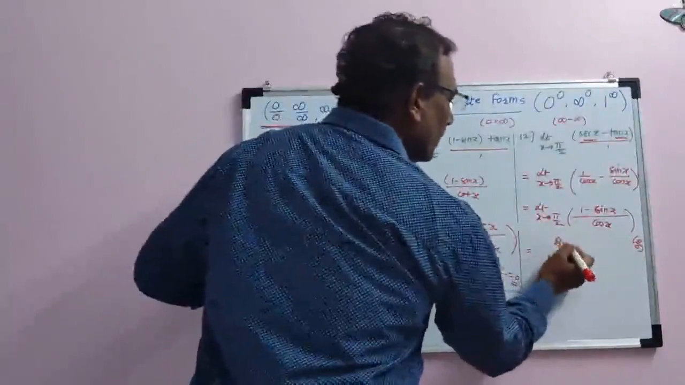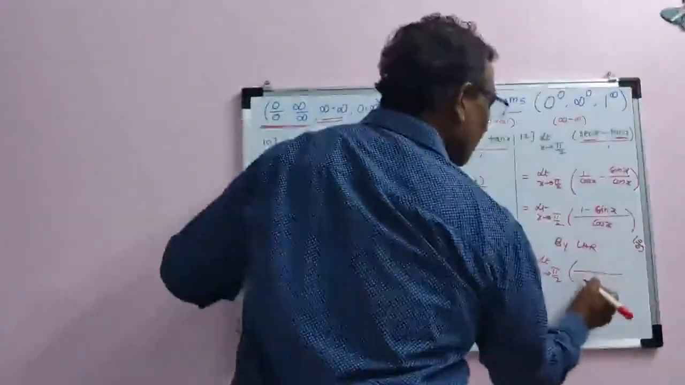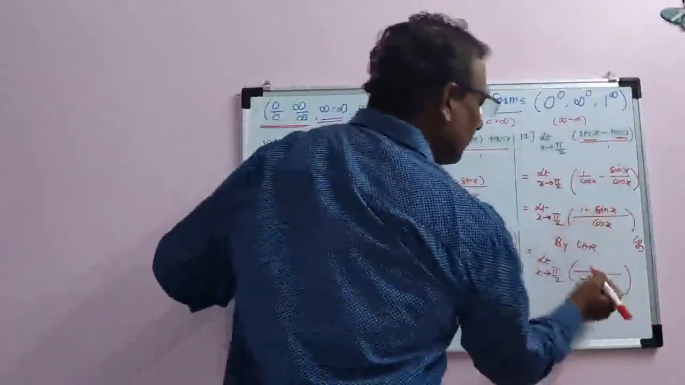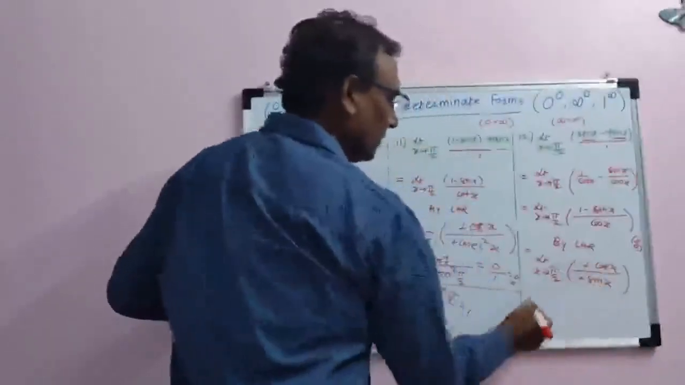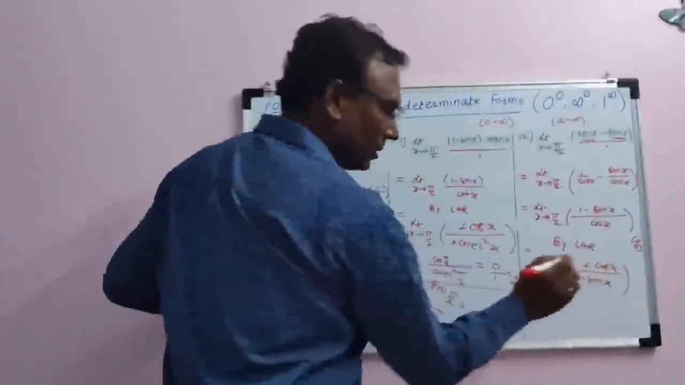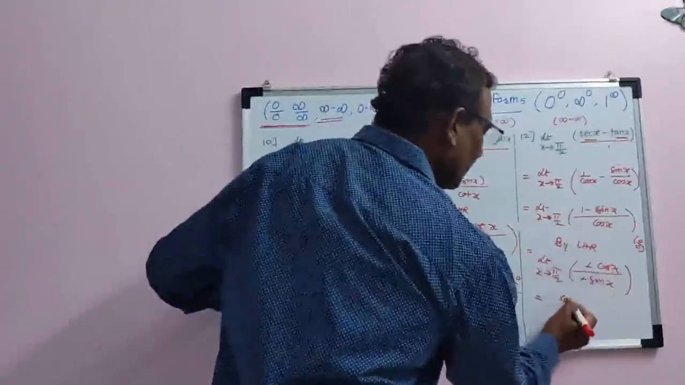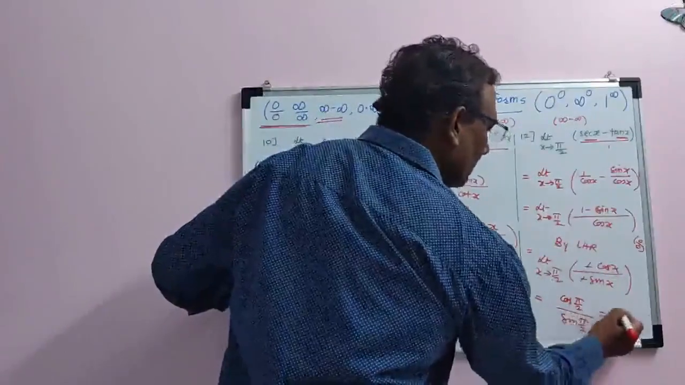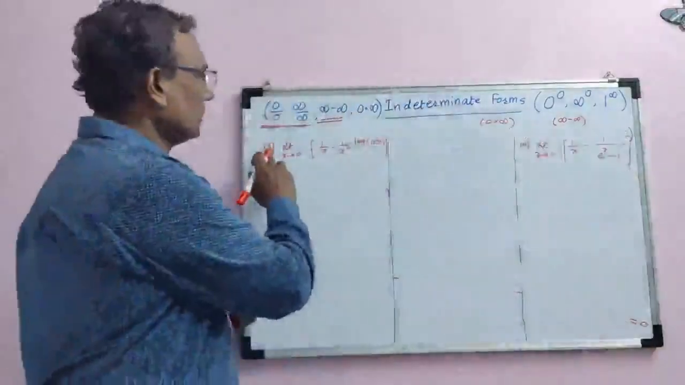Then by L'Hospital rule, limit x tends to pi by 2, derivative of cos is minus sin, derivative of 1 is 0, derivative of sin is cos, this minus cancel again, sin pi by 2 is what? 1. The denominator is not going to become 0. So you can put down the value directly, cos pi by 2 by sin pi by 2, cos pi by 2 is 0, sin pi by 2 is 1, 0 by 1 is 0.